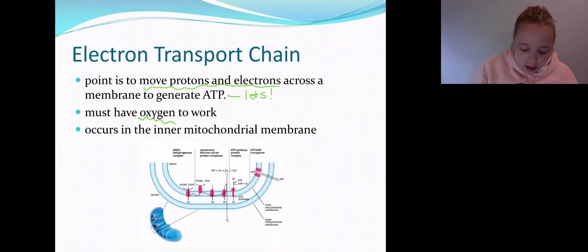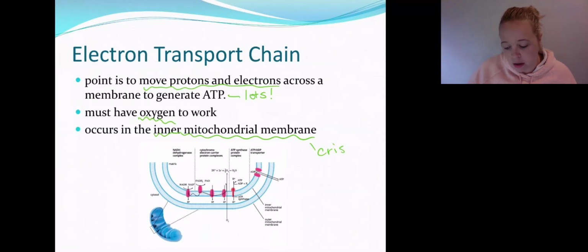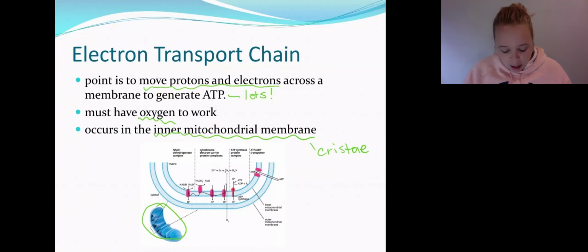And this one occurs in the inner mitochondrial membrane, or the cristae. Okay, so you can see here is my picture of my little mitochondrion down the bottom. You can see the folds here of the cristae, and here is your outer mitochondrial membrane. Let's zoom in now. Over here is my inner mitochondrial membrane, or the cristae, and there are a bunch of these proteins embedded in that membrane, including this guy, ATP synthase.